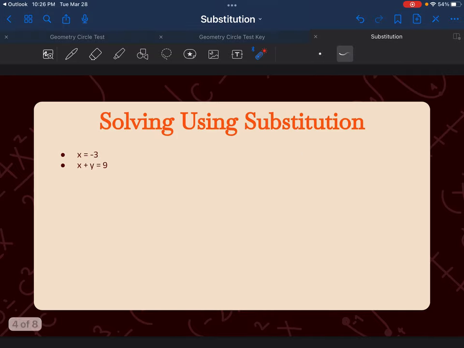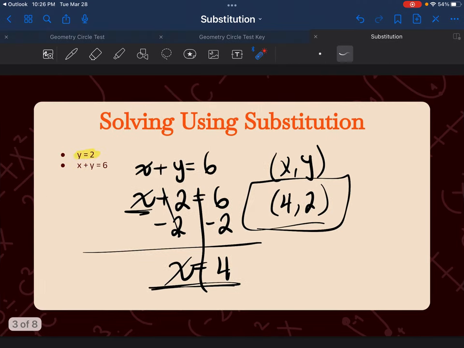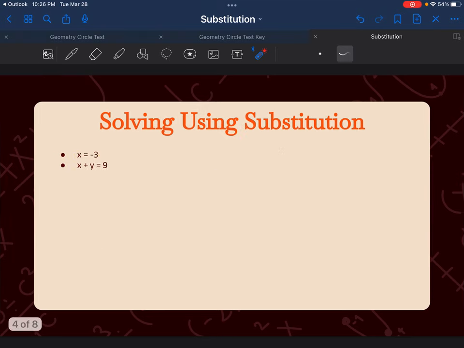Cool. Here is the second problem. Once again, we're given equations 1 and 2. You can go ahead and pause right here if you need time. I might have gone too fast. Cool. So let's move on to question number 2.